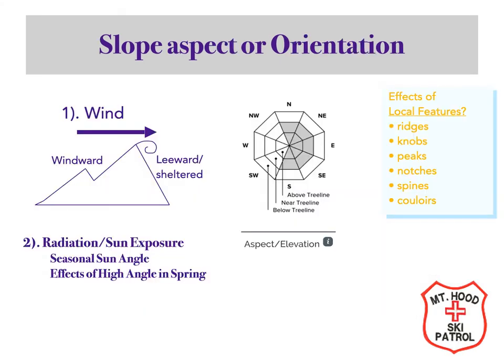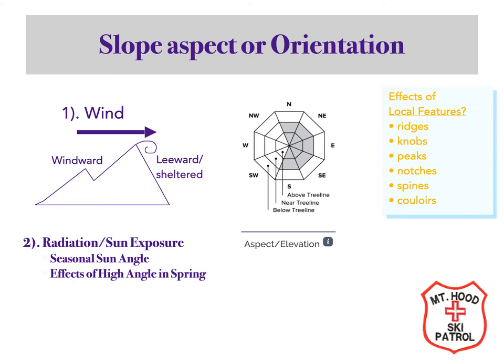The orientation or aspect of the slope is another terrain parameter that can affect the likelihood of a slide. There are two main considerations influenced by aspect. The first is the direction of the wind. As we discussed in previous modules, wind can greatly increase loading on the lee side of ridges or knobs. The increased wind loading increases stresses on the snowpack and increases the likelihood of a slide.